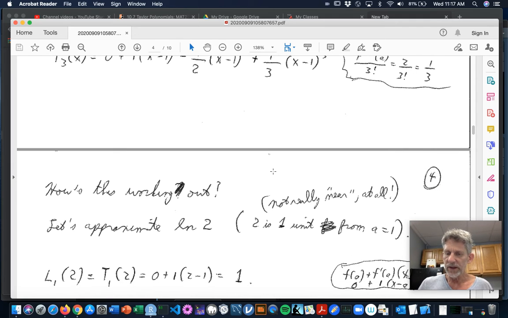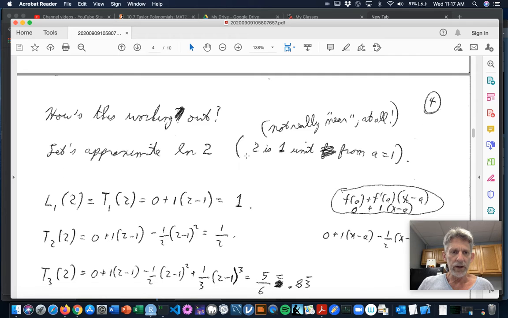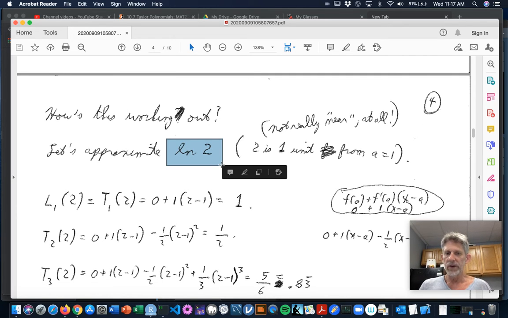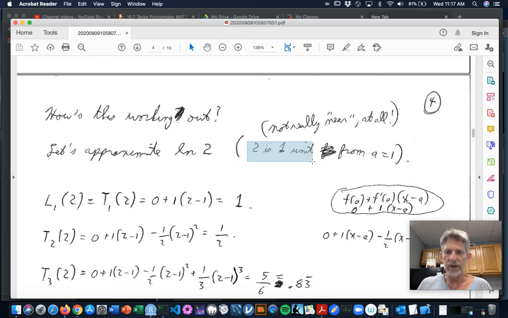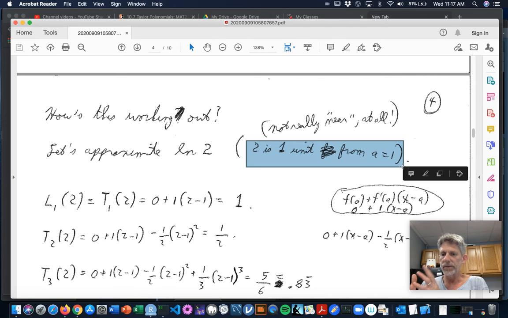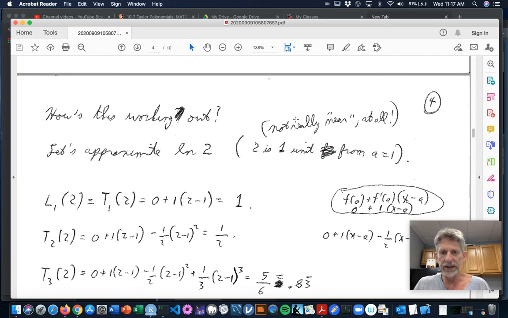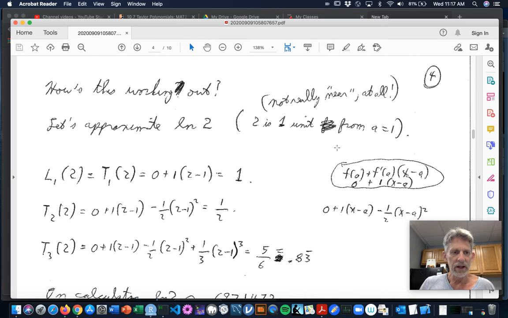It's probably time to see if this is really working out that way. So why don't we approximate the log of 2? So we're trying to find the log of x when x is 2. Now 2 is a unit away from our center of a equals 1 that we're working around. So that's not really near at all. But let's just see how this goes.